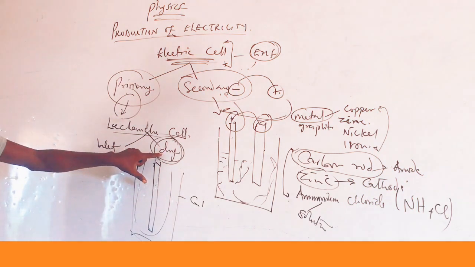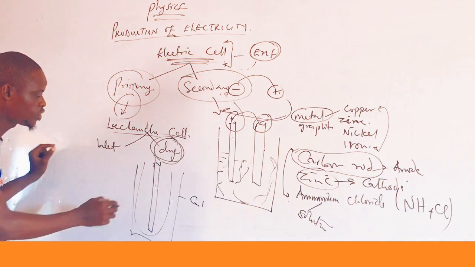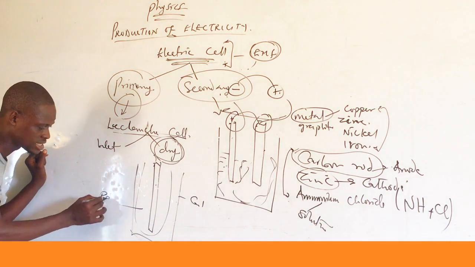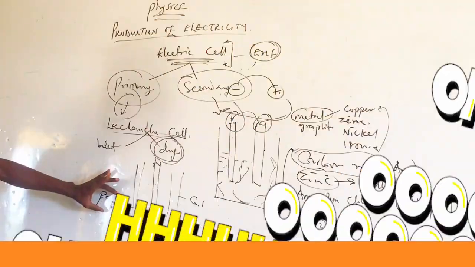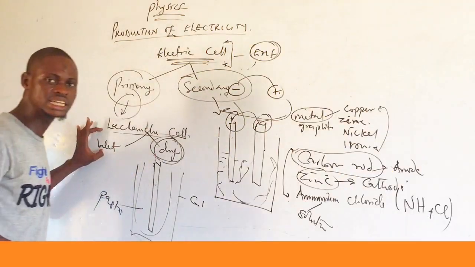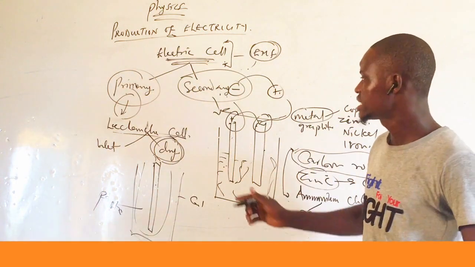But for a dry one, the electrolyte is not in solution as in the wet one. The electrolyte is in form of a paste. So in this one here, the electrolyte is in form of a paste, while in this one here, the electrolyte is in form of a solution. Now that is that for that.